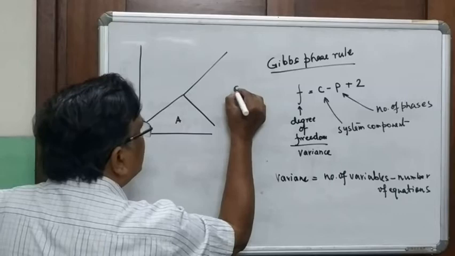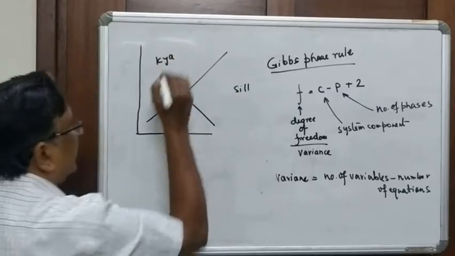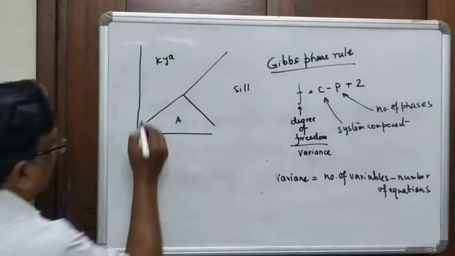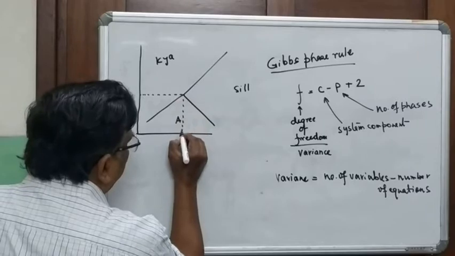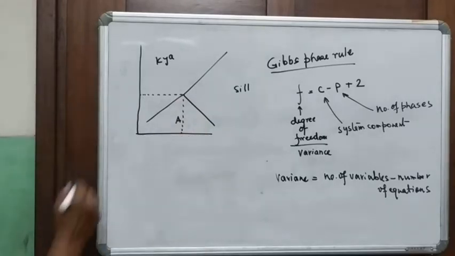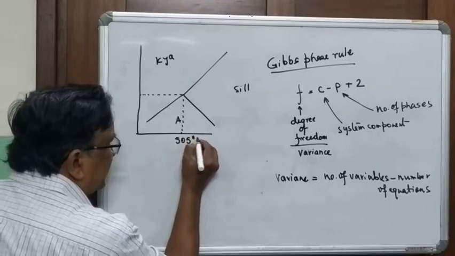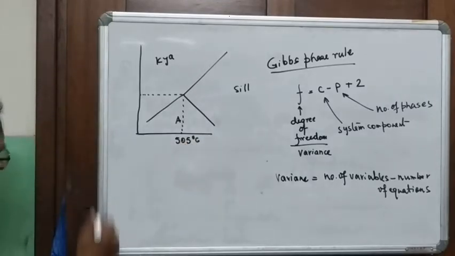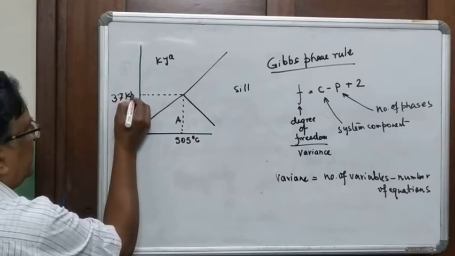Andalusite, sillimanite, and kyanite. And this is called the triple point. This is equal to 505 degrees centigrade and 3.7 kilobar.